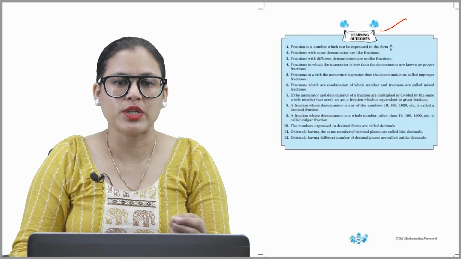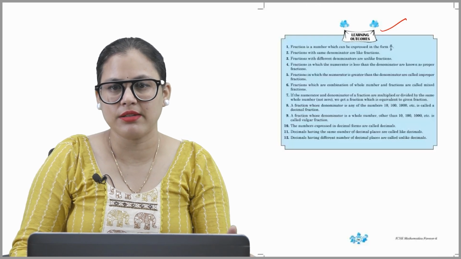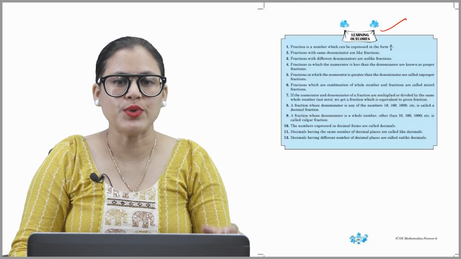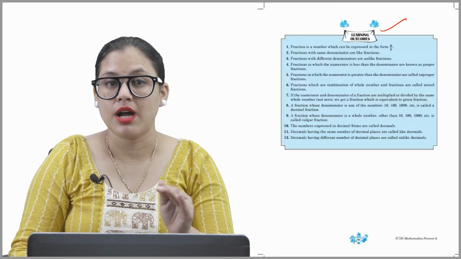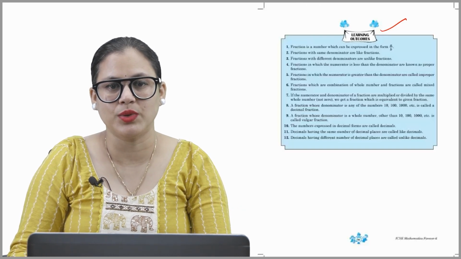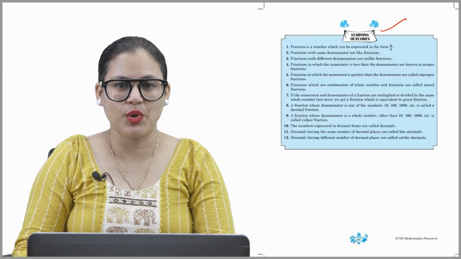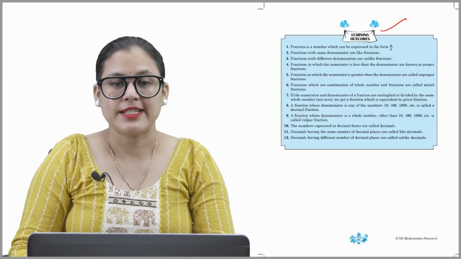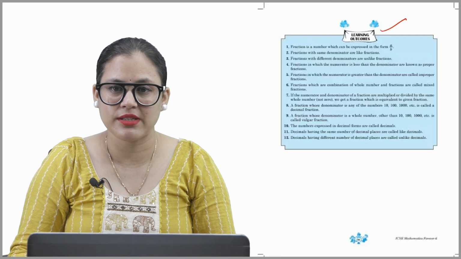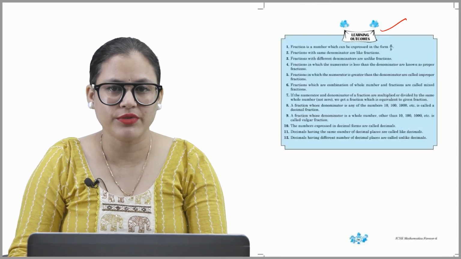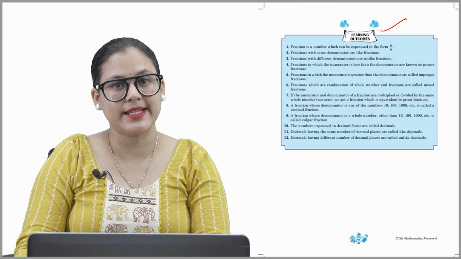8, a fraction whose denominator is any of the numbers 10, 100, 1000, etc. is called a decimal fraction. 9, a fraction whose denominator is a whole number other than 10, 100, 1000, etc. is called a vulgar fraction. Okay. And number 10, the numbers expressed in decimal form are called decimals. 11, decimals having the same number of decimal places are called like decimals. 12, decimals having different numbers of decimal places are called unlike decimals.